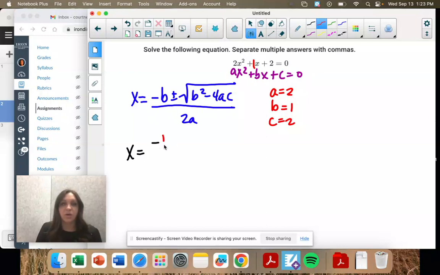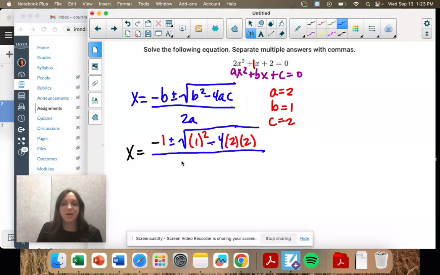So B is 1, and then plus or minus. B is 1 again, so 1 squared, minus 4, that's part of the formula, AC. So A is 2, C is 2. I never do my square root long enough. Divided by 2 times A is 2.